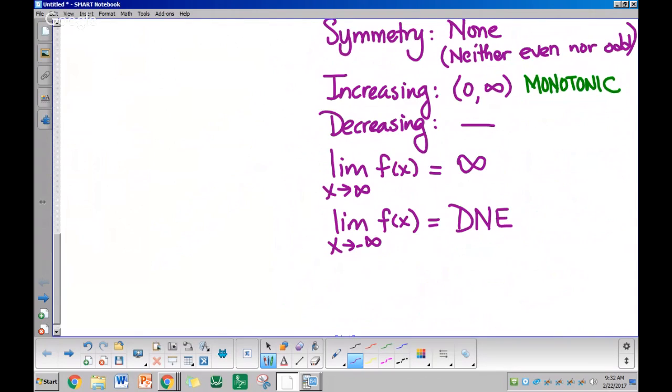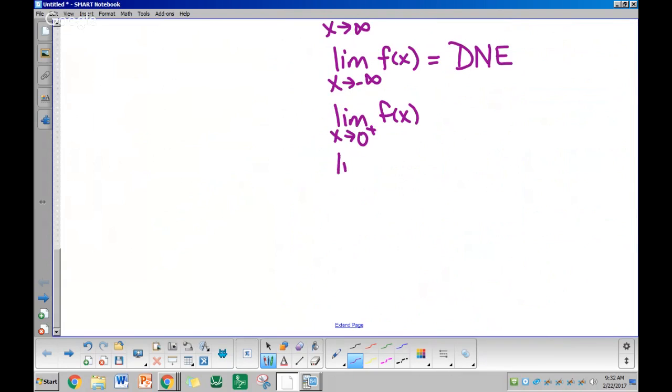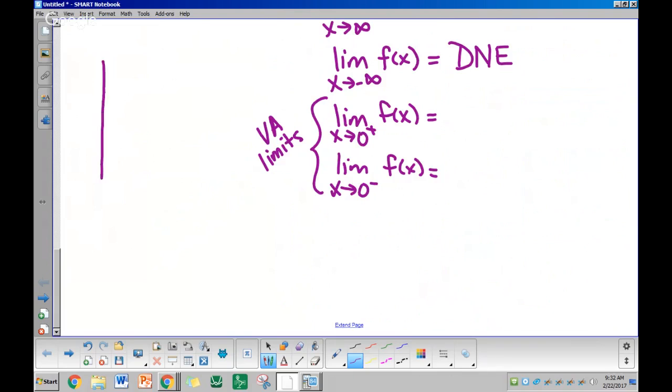Okay? And then I have a vertical asymptote, don't I? Yes. And that was at x equals 0. So let's do the vertical asymptote limits. That would be the limit as x approaches 0 from the positive side, and the limit as x approaches 0 from the negative side. So I'm going to bring the curve down here so we can refresh our memory. There it is.